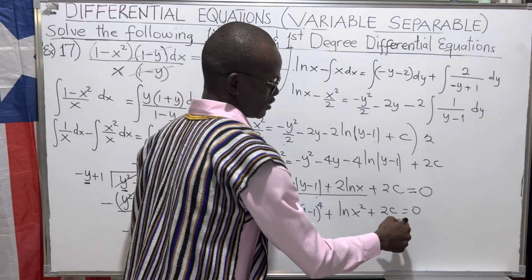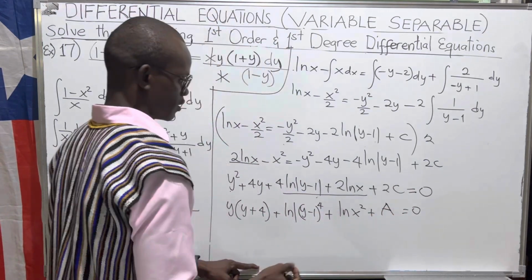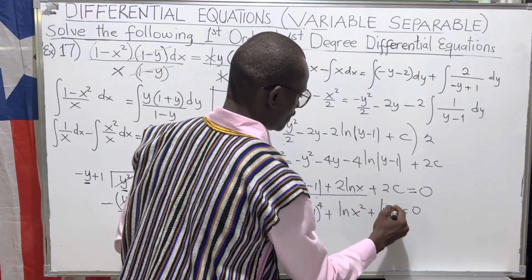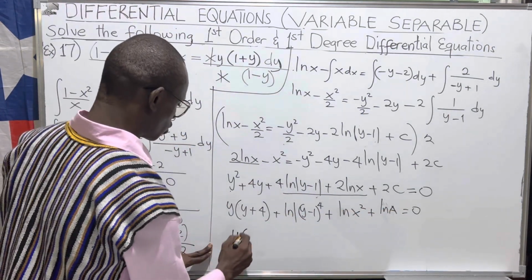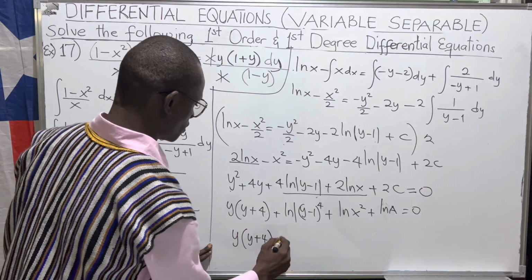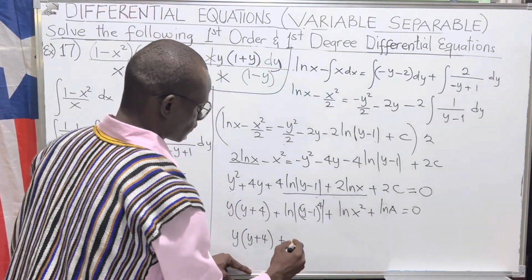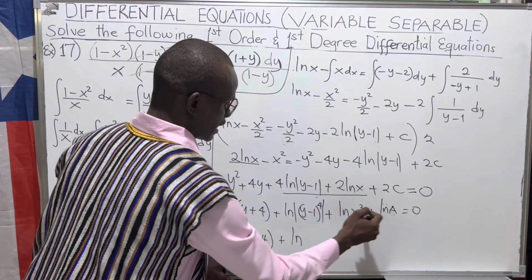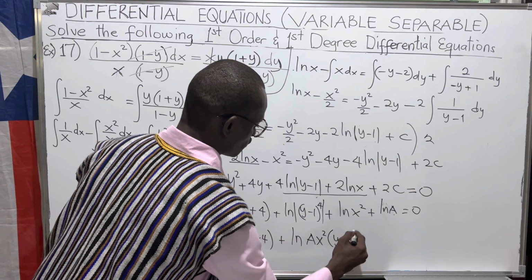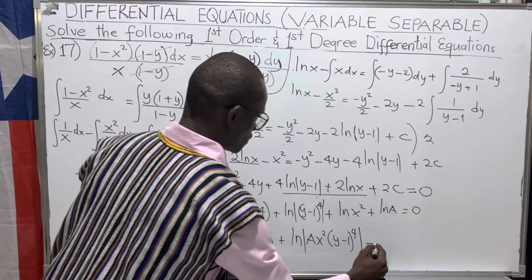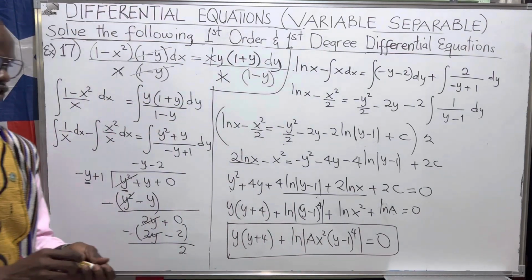This entire 2c, we will just represent by some constant, or we could even call it ln of e. The reason is that we want to simplify all of these ln into one ln. Now when you have addition of logs, it turns into multiplication. So it's ln of e times x squared times y minus 1 to the 4th power, equals 0. So we got this as our solution for the differential equation.